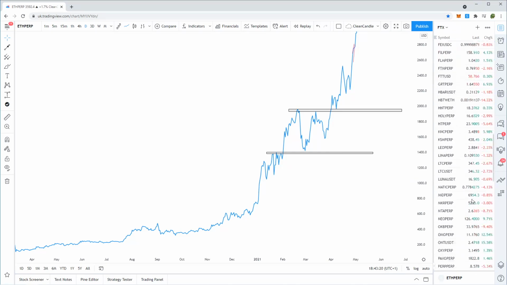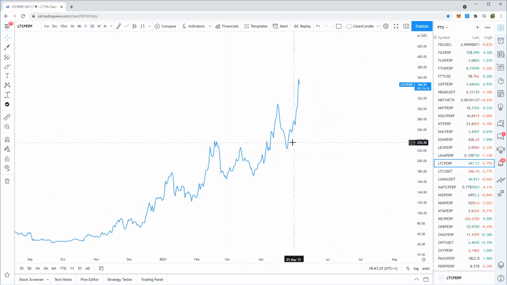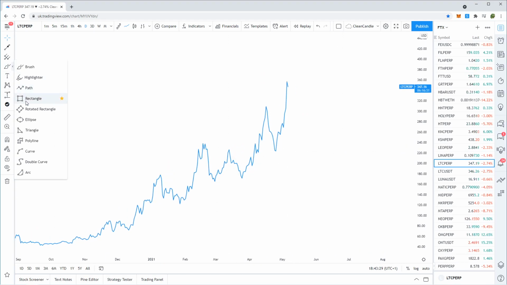Let's see if we've got anything else, if we can go to another chart and take a look. Got one on LTC. So we've got one through this region as well here. And this is going to be an interesting one, so we'll map this one out and then we'll take a look.